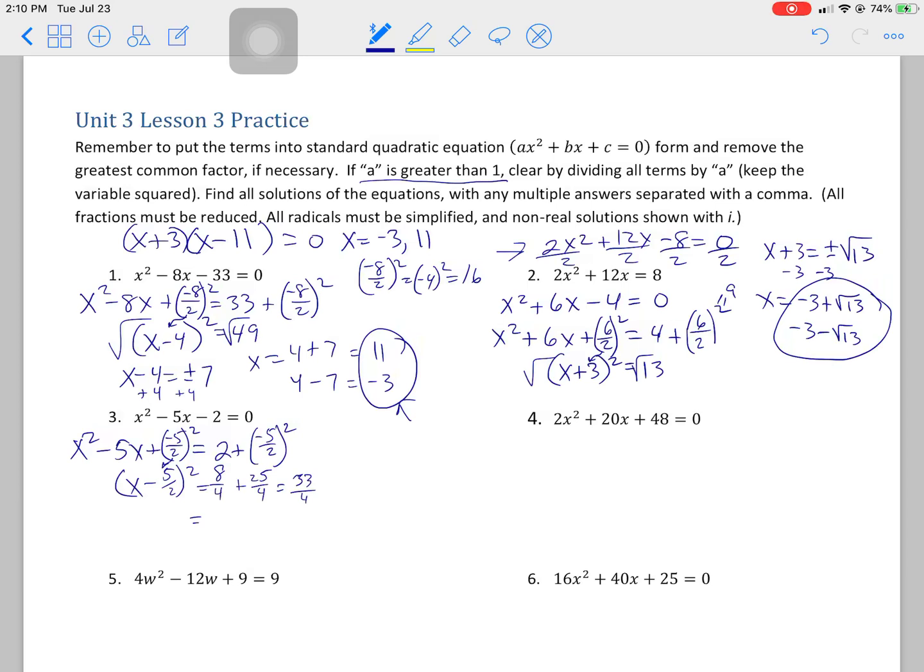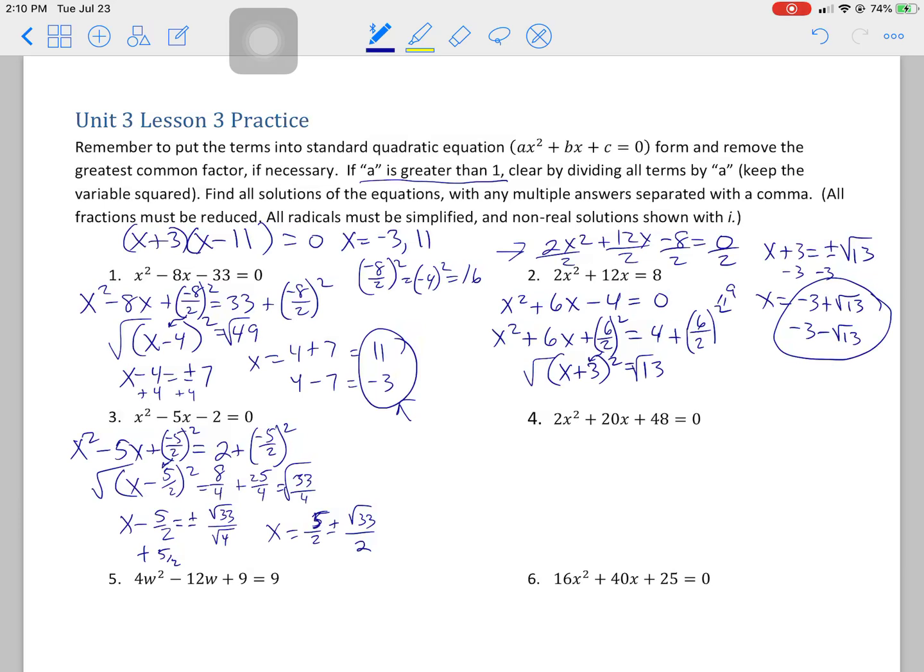And then we need to square root both sides. So this is going to be x minus 5 over 2. And this side's going to be the square root of 33 over 4, oops, don't forget the plus or minus thing. Equals plus or minus. And I'm going to split this up because I noticed the 4 was a perfect square. So I need to add 5 halves to both sides. So x equals 5 over 2, plus or minus square root of 33 over 2.